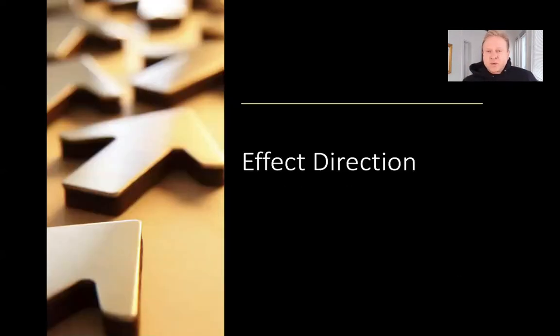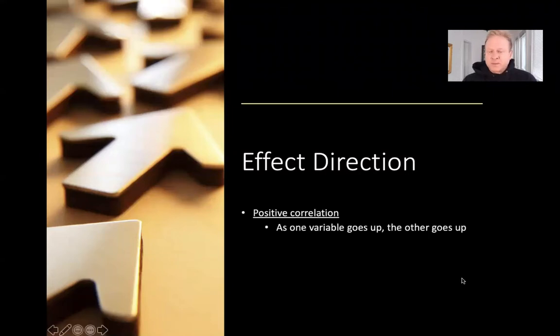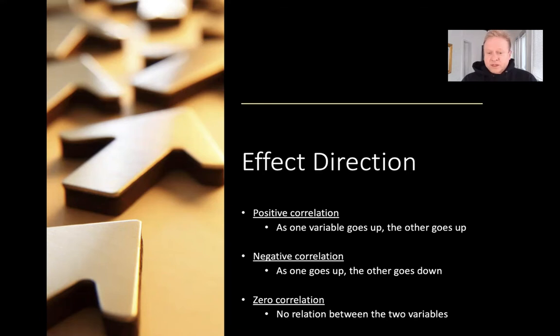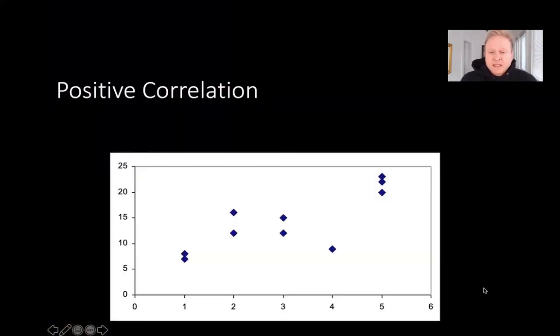And now let's take a look at what we call effect direction. The positive correlation: as one variable goes up, the other goes up. This is kind of a review of what we just looked at. Negative correlation: as one goes up, the other goes down. Zero correlation: no relationship between the two variables, like sunny days in Saudi Arabia have nothing to do with how fast an orange grows in Florida. Not much of a relationship there. Now, this is what a positive correlation looks like. This is the y-axis, going up and down on the side, and here's the x-axis going left and right on the bottom. And if you draw a line in between the two, it's basically going up.